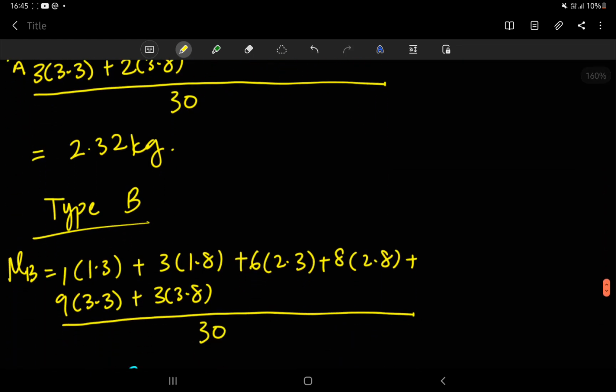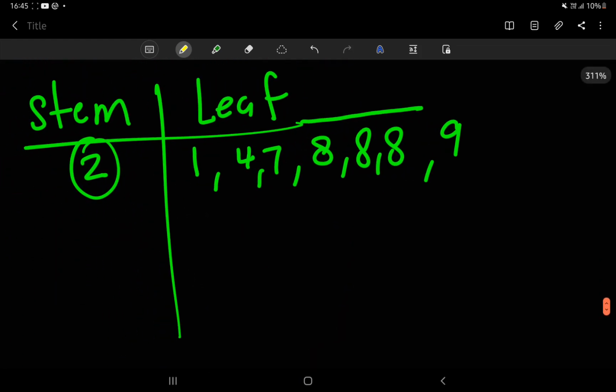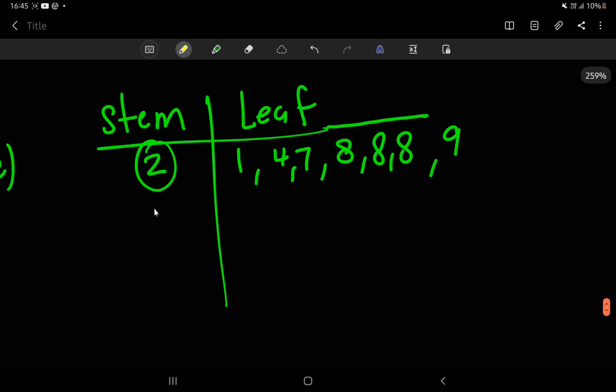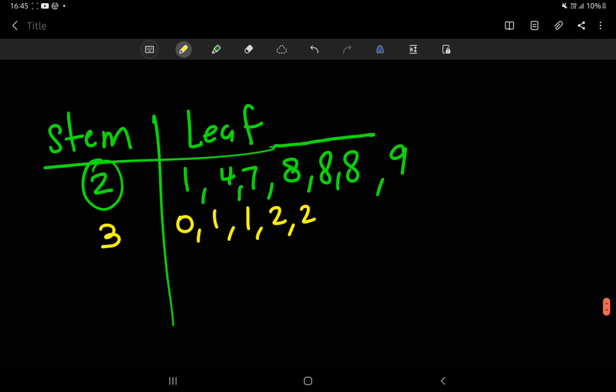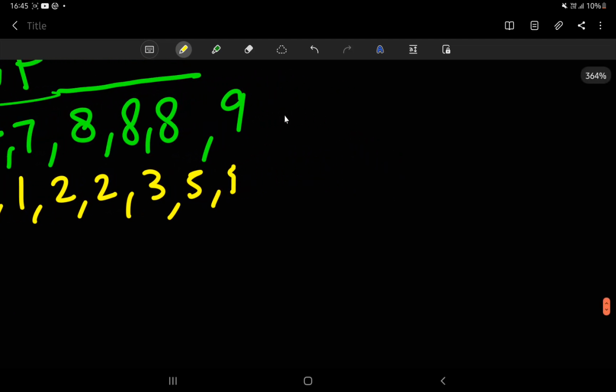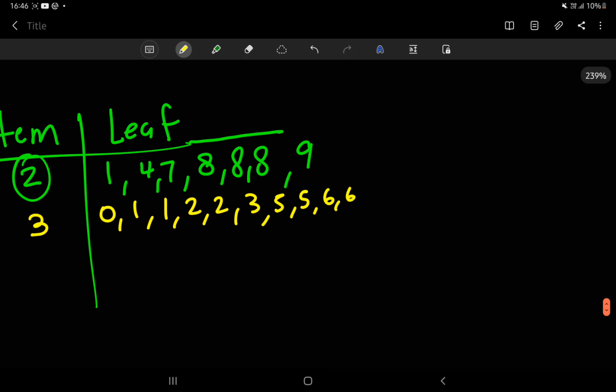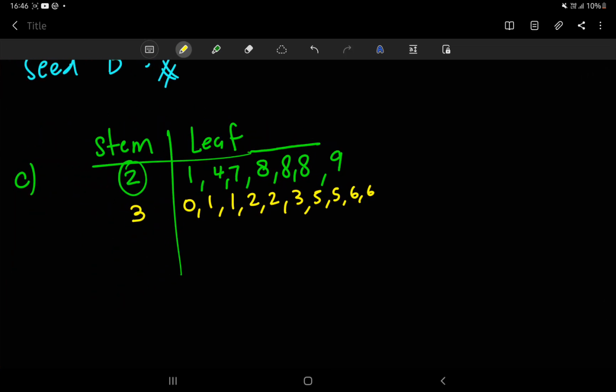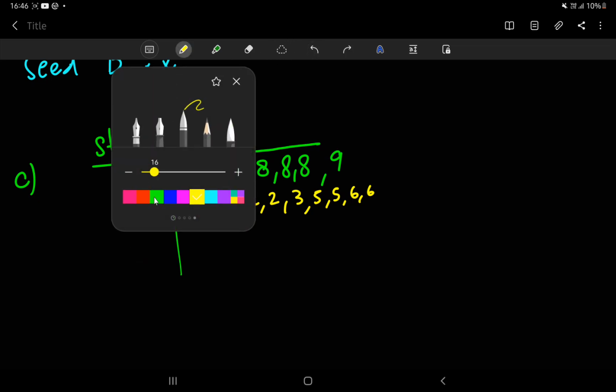In the 3 part, the digit of 3 in the stem part, we have 30, 31, we have 2 31s, 32 twice, and then 33 once, 35 twice, and then 36 twice also. So we have 2 6s, two digits of 6 in the leaf part. Like that. And then the last one is for the digits of 4.